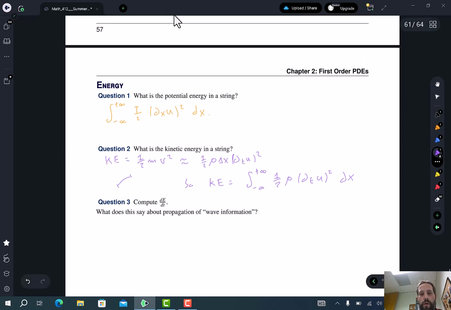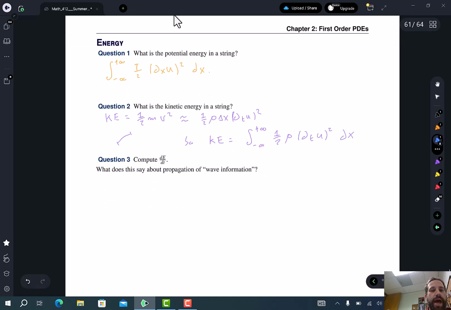Now I want to point out an assumption that I haven't stated explicitly, but I want to use it now. I want to make two assumptions, or really just one assumption.